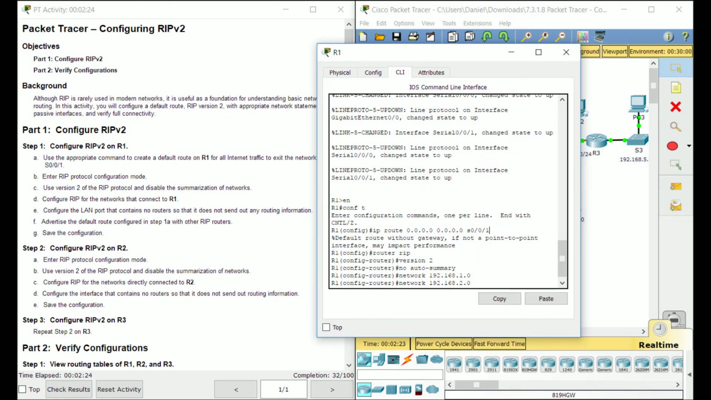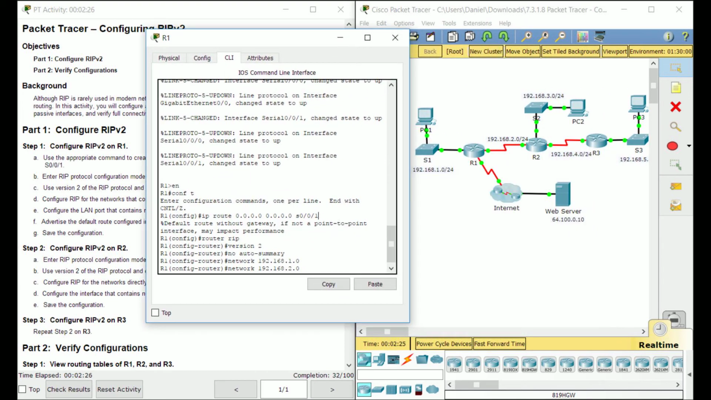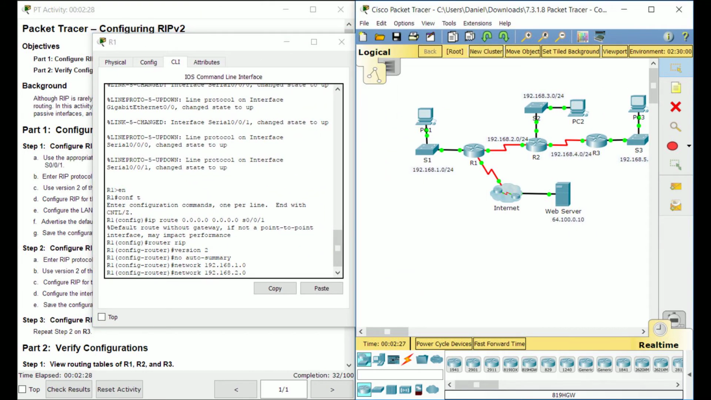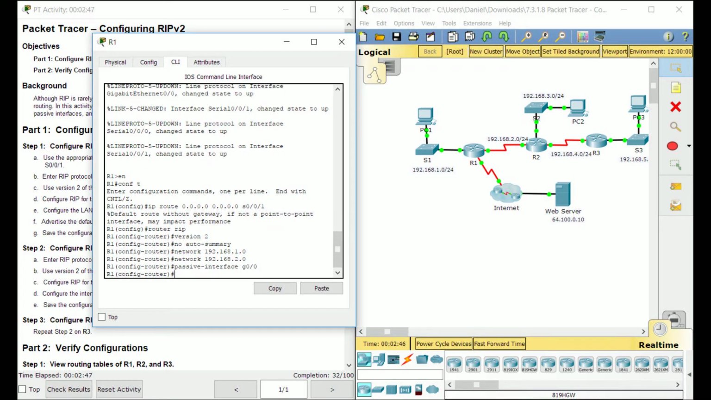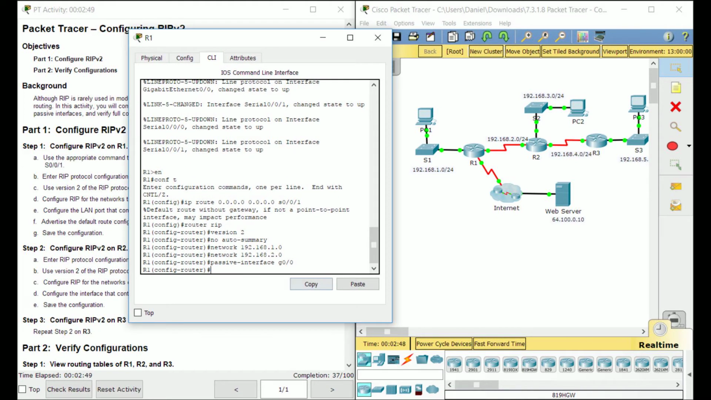Okay, so configuring a LAN port that contains no router, so it does not send out any information. The LAN port is just going to be connected to the LAN. I know this port's GigabitEthernet 0/0. It's not showing up right now, so I'll just go ahead and put that in. The command to make the router not send update packets on an interface is passive-interface G0/0. The interface was G0/0, but the command is passive-interface.